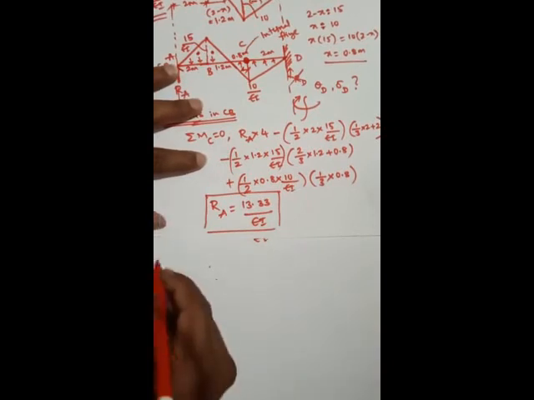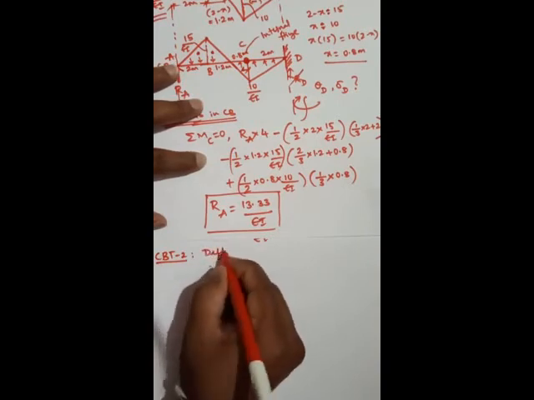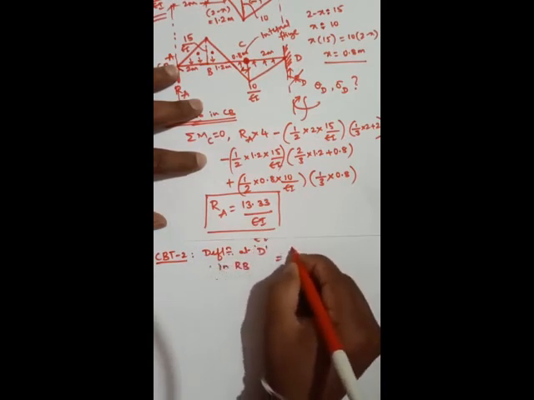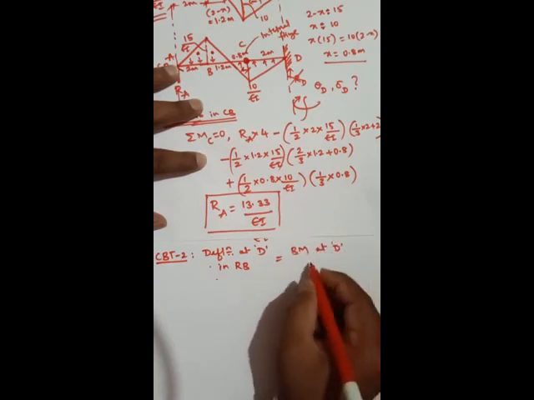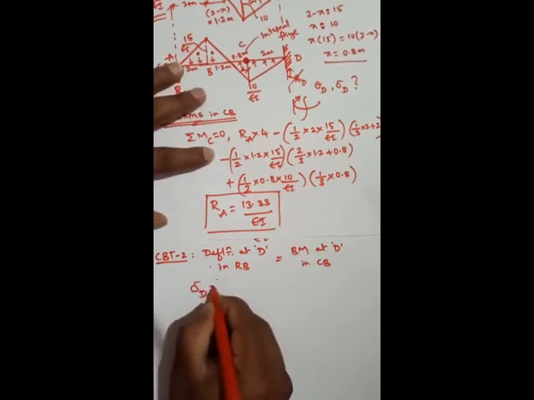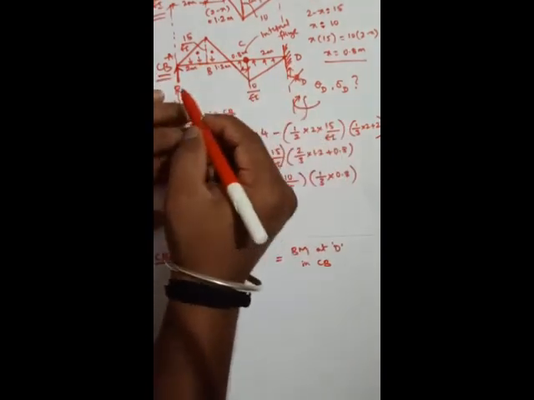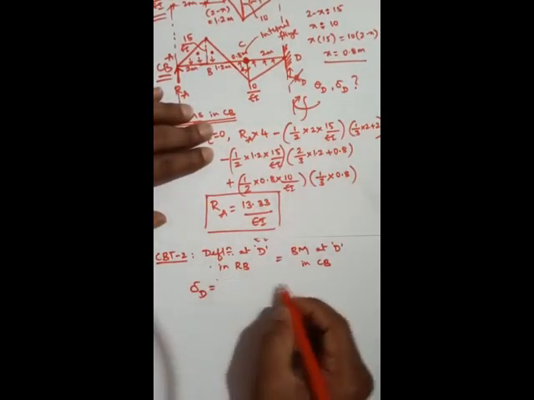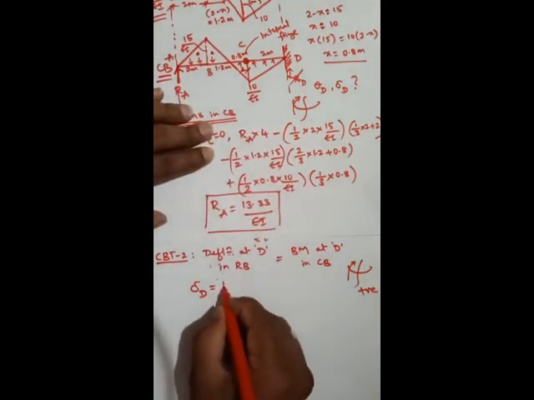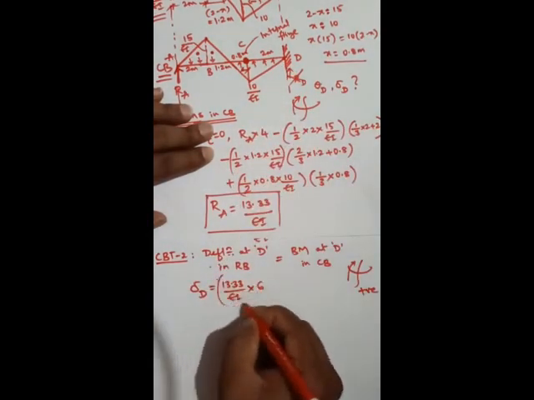So deflection at point D, according to conjugate beam theorem 2, deflection at D in real beam is equal to bending moment at D in conjugate beam. So delta D is equal to bending moment at D in conjugate beam. Again, you need to consider all the figures and take moment. Let us start with respect to RA, the left hand side. Cut a section, left hand side, if it is clockwise then it is positive. So RA is 13.33 by EI into distance, it is total 6, due to RA.